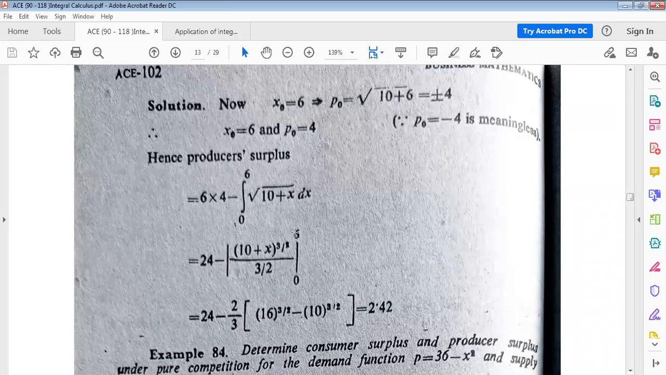Now putting X equals 6 in this, we get 10 plus 6, 16 to the power 3 by 2, minus putting X equals 0, 10 to the power 3 by 2. After calculating with a calculator, we get this result. Very easy.